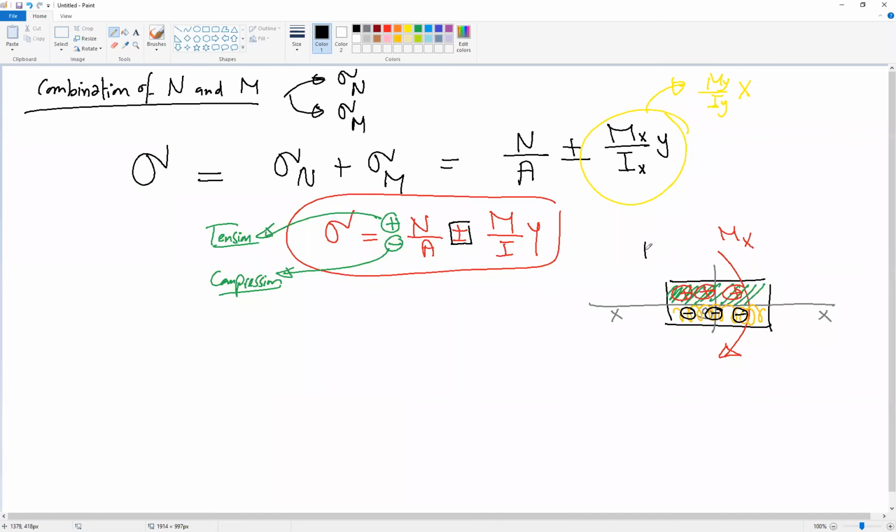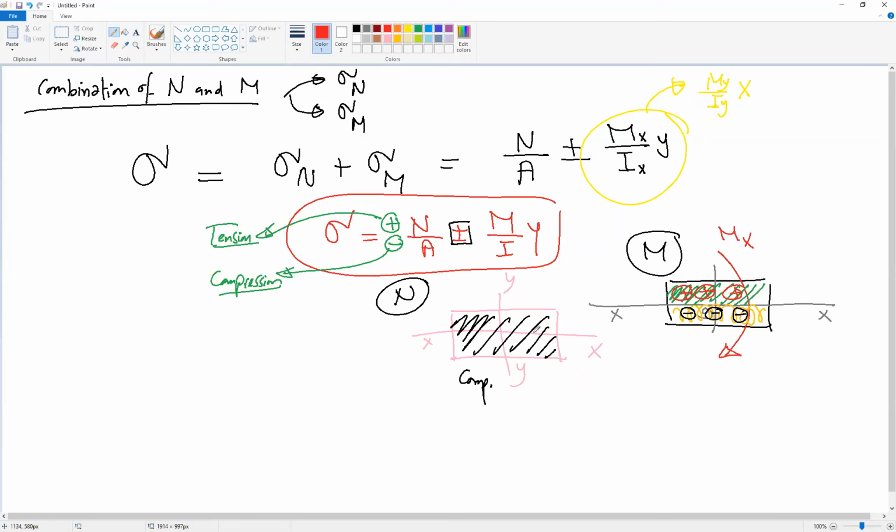But this is for moment. For normal force, if we have a section, it cannot be tension and compression at once. If the force is compression, all the section will be under compression, not half or part. And if the section is under tension force, this means that the whole section will be under tension force.